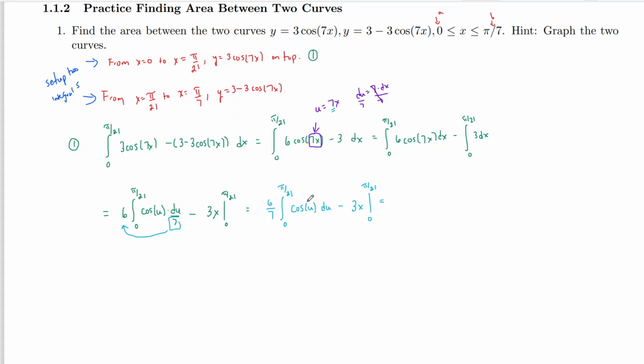Now, one more step, the antiderivative or integral of cosine of u is just sine of u. It's positive. But remember, these are x bounds and we have u.